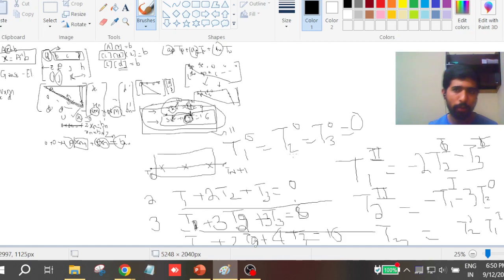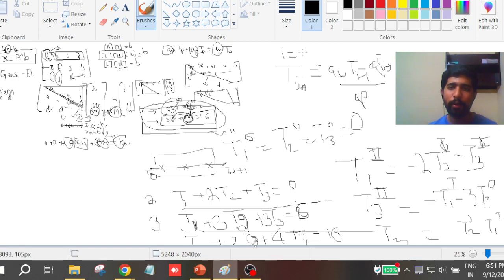So in the code it becomes very easy. Let me take just 1D. T of I is equal to minus AW of I times T at I minus 1, minus AE times T at I plus 1, divided by AP. This is the whole step for I equal to 1 to n.